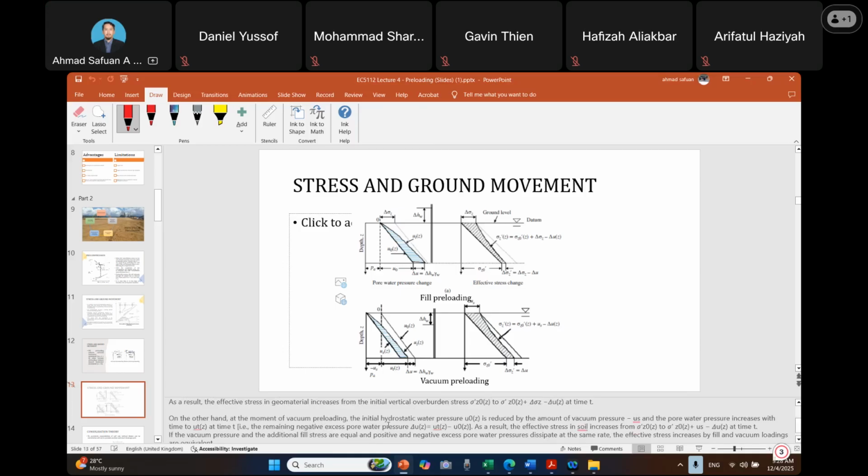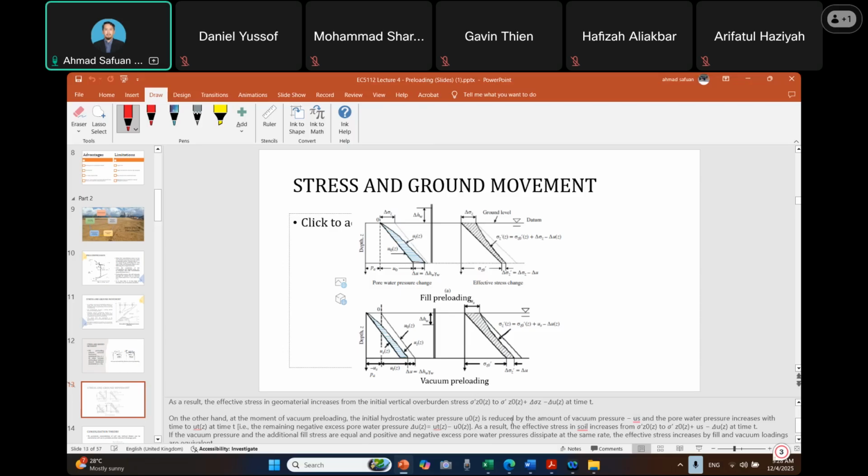On the other hand, at the moment of vacuum preloading, the initial hydrostatic water pressure is reduced by the amount of the vacuum pressure. So this is during the suction, which is negative atmospheric pressure. And the pore water pressure increases with time. At the time of T, there is the remaining negative pore water pressure.